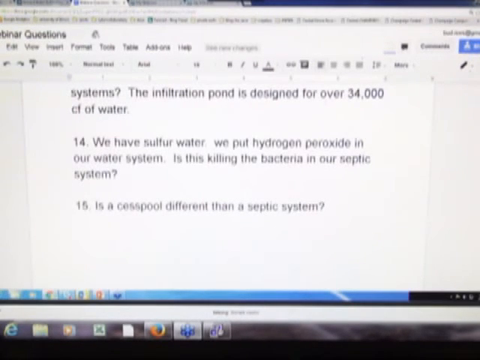I'm not exactly sure what they're talking about here, but in some states where the soil's not very absorbent, you dig a big lagoon or a cesspool, and then the septic water goes into there, and it evaporates into the air, and the ultraviolet light kills the bacteria. In some cases that water can run off to different areas.